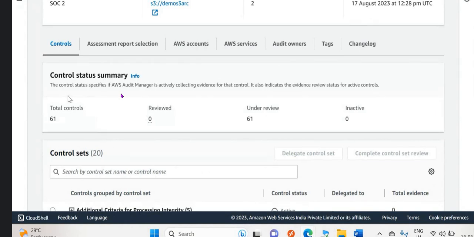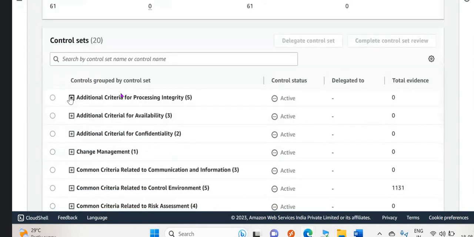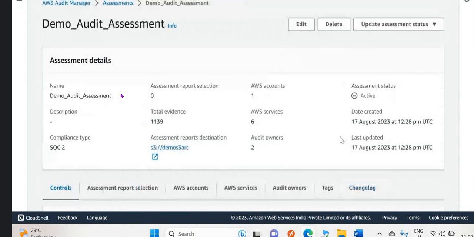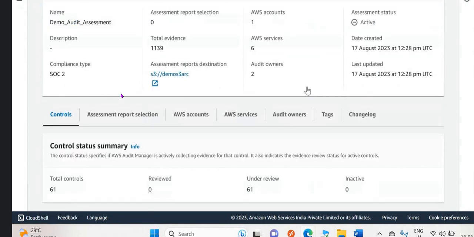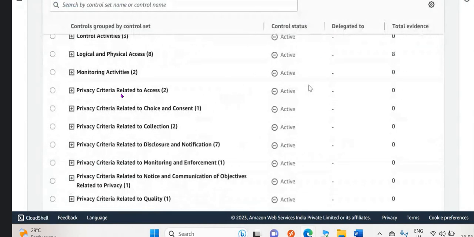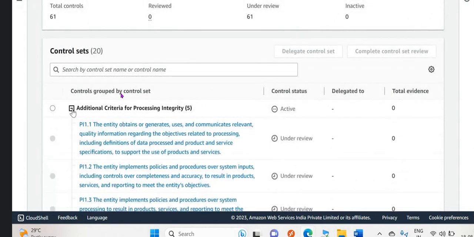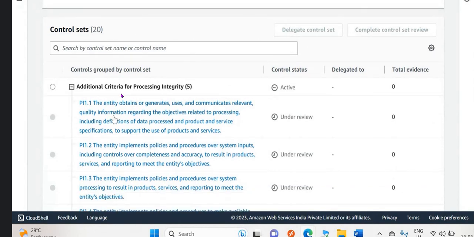Total controls 61, reviewed 0, under review 61, and inactive 0. So these are not done. You need to run that report to run this assessment, then it will say reviewed. Okay. So these are the controls that they will be checking, is it? And a couple of them. Yes.